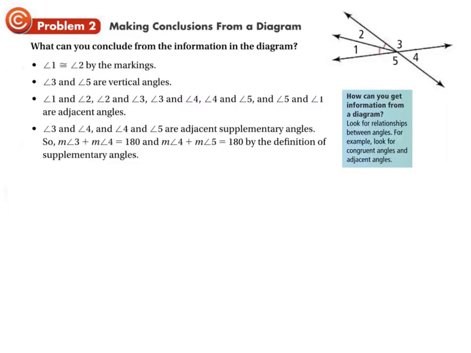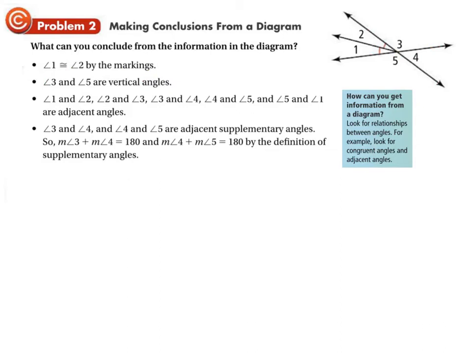So let's try a problem out here. Making conclusions from what we see in this diagram. What can you conclude from the information in the diagram? Well, looking at it, we can conclude because of these angle marks that angle 1 is congruent to angle 2 by the markings. We can conclude that angle 3 and angle 5 are vertical angles because we can see these two straight lines that form them. These are opposite rays, these are opposite rays. Right there and there, they're vertical angles, which we then know they're congruent.